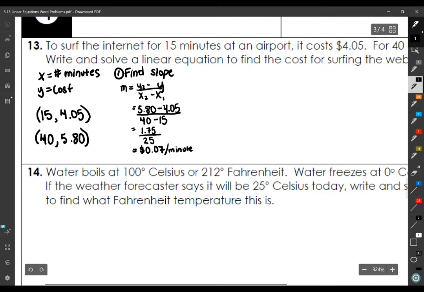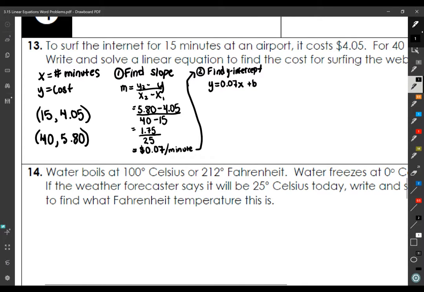Okay, so there we have our m, but we need our b now. Okay, so again, we have to find b, the y-intercept or initial value, right? Okay, so we have our partial equation. y is equal to 0.07 times x plus b.